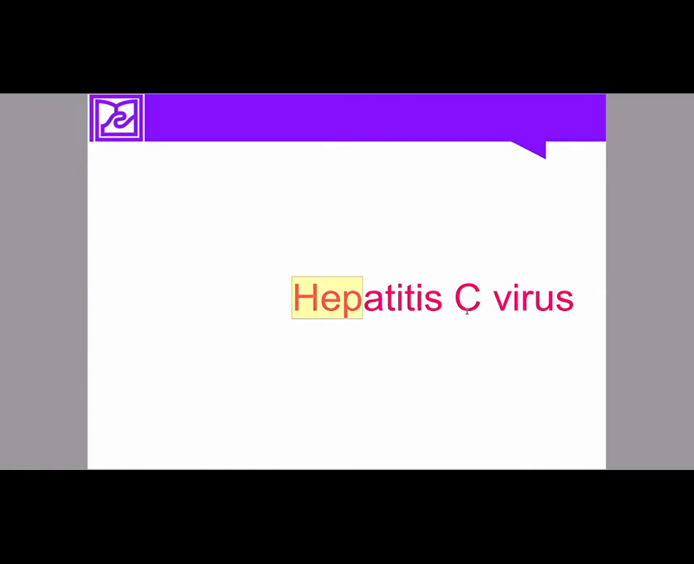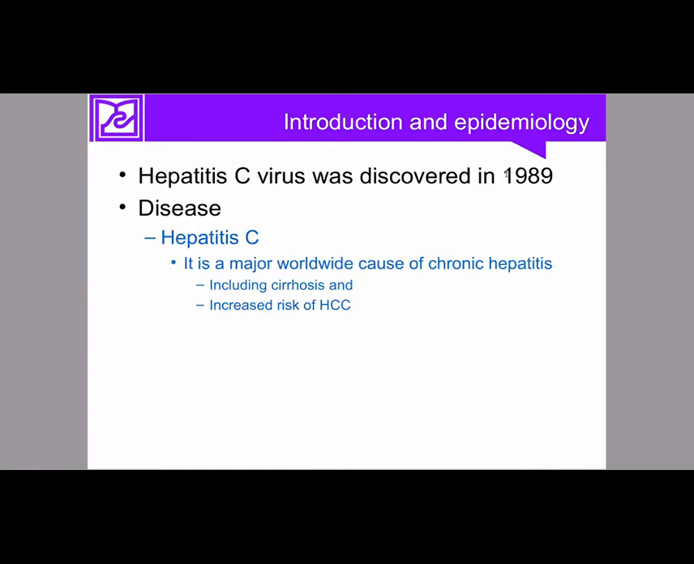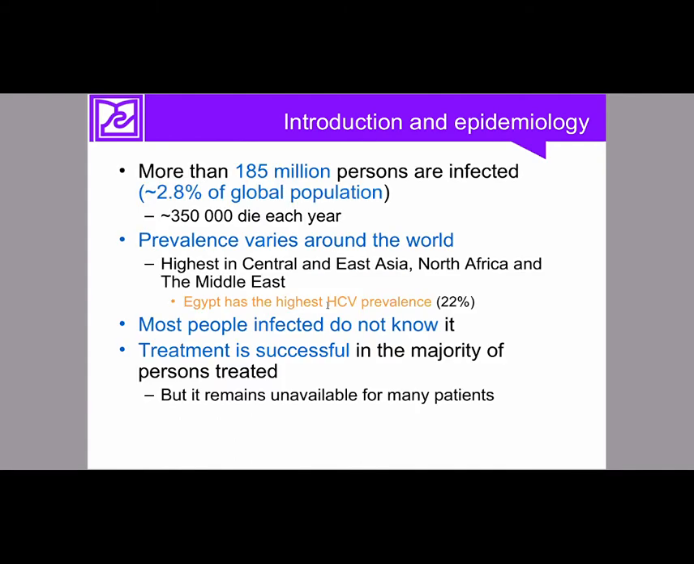And now we focus on the first one, hepatitis C virus. Hepatitis C virus was discovered 30 years ago. Hepatitis C virus is the cause of hepatitis C, a very important cause in the world of chronic hepatitis, because most patients with hepatitis C virus become chronically infected. After many years of infection, they can develop severe complications, cirrhosis or liver cancer. Important problem in the world.